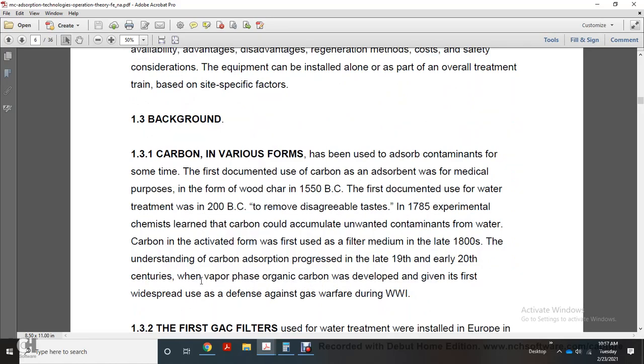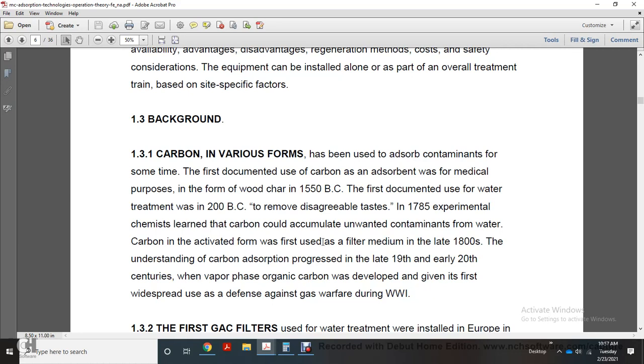Alright, background. Carbon in various forms has been used to absorb contaminants. The first documented use of carbon as an absorbent for a medical purpose was in the form of wood char in 1550 BC. The first documented use in water treatment was in 200 BC to remove disagreeable taste. In 1785, an experimental chemist learned that carbon could absorb unwanted contaminants from water.